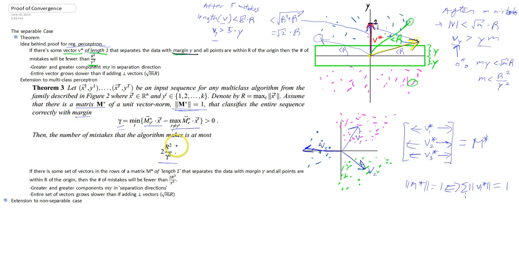So let's see how this works. The idea is going to be analogous to what we did for the regular perceptron. So there's two parts. There's the overall length of the vector, and then there's the length of the vector in the correct direction. And now it'll be the correct directions because there's 3. So we need to basically bound both of those. So let's first do the length of the vector, the length of our matrix overall.